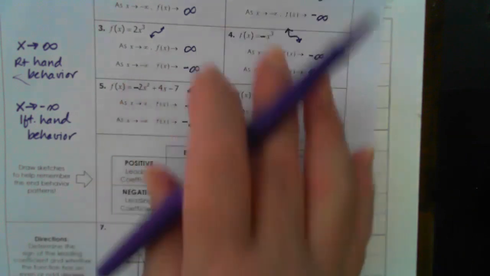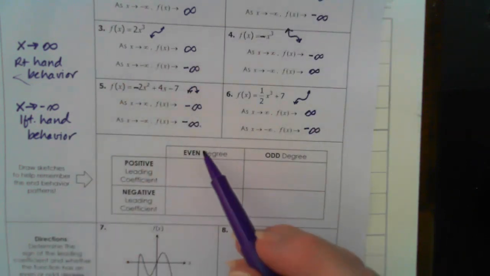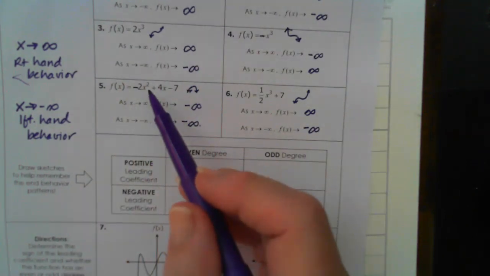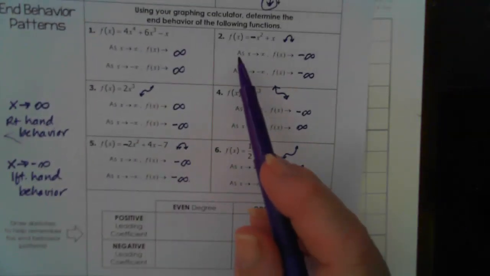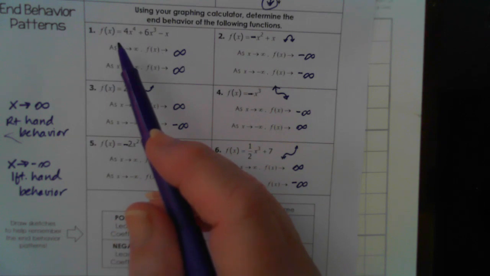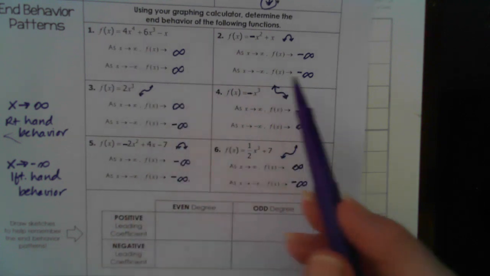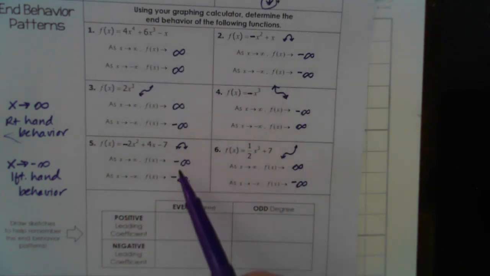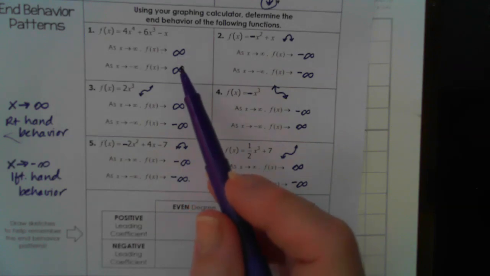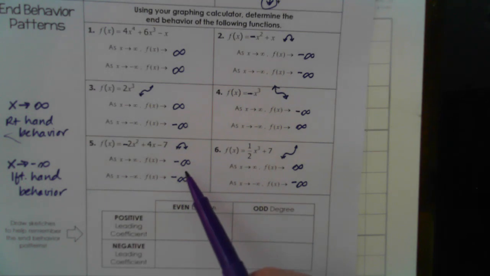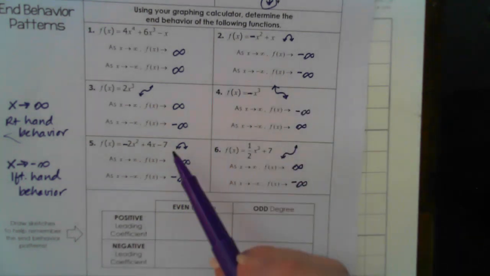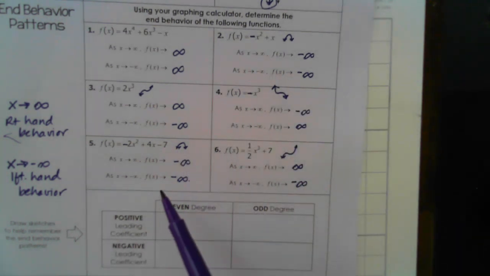So let's look at what's happening here. When it's an even degree, problem number 5, problem number 2, and problem number 1 were all even degrees. You'll notice in the even degrees, these always were the same: positive infinity, negative infinity, negative infinity, negative infinity, negative infinity. So when it's an even degree, your end behaviors always match.